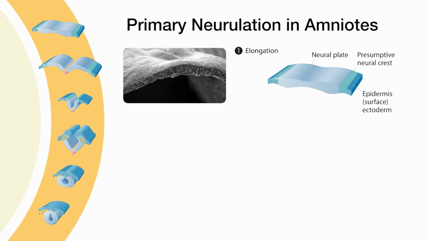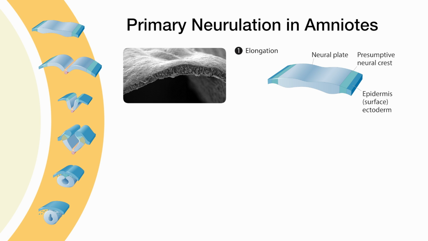At this point, I would like to focus a bit on the cellular mechanisms associated with primary neurulation in amniotes. Primary neurulation can be described as four separable yet temporally overlapping events. During the first stage, neuroepithelial cells continue to proliferate and expand the neural plate.